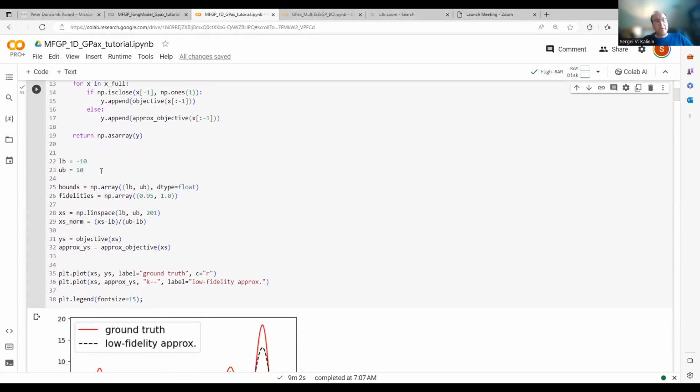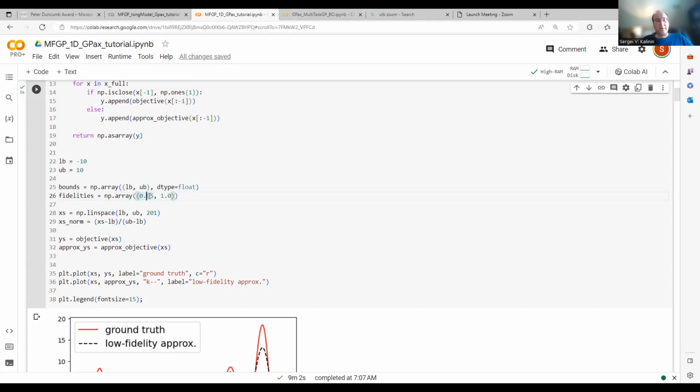Then, of course, we define our parameter space, which is just a linear interval from -10 to 10. And then the interesting part here is that we define the fidelities. So these are assigned more or less randomly. In the beginning, we say that one of the measurements has fidelity 1, another measurement has fidelity 0.95.